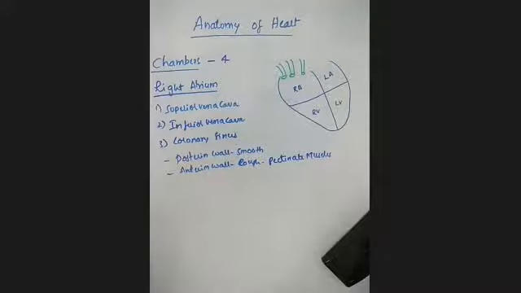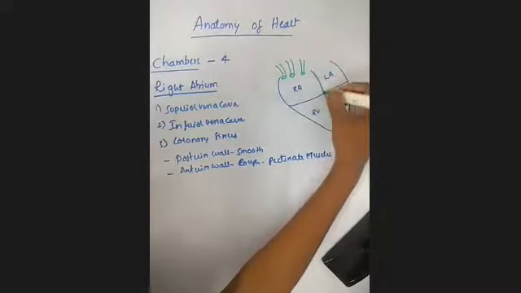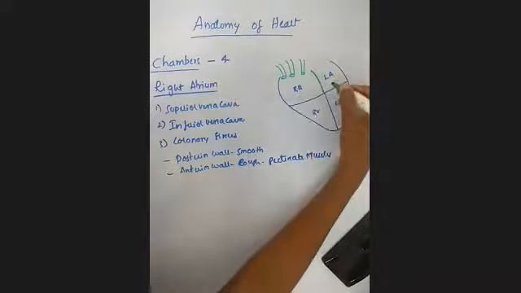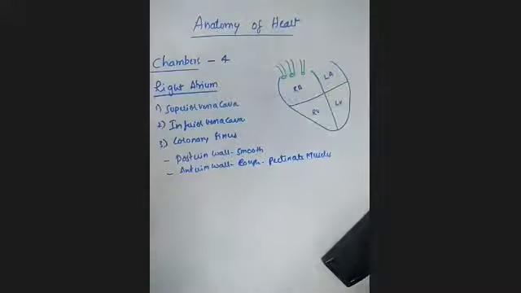Clear? And next, between the right and left atrium you have a thin partition, which you will call the interatrial septum. This thin partition between the right atrium and the left atrium you will call the interatrial septum.